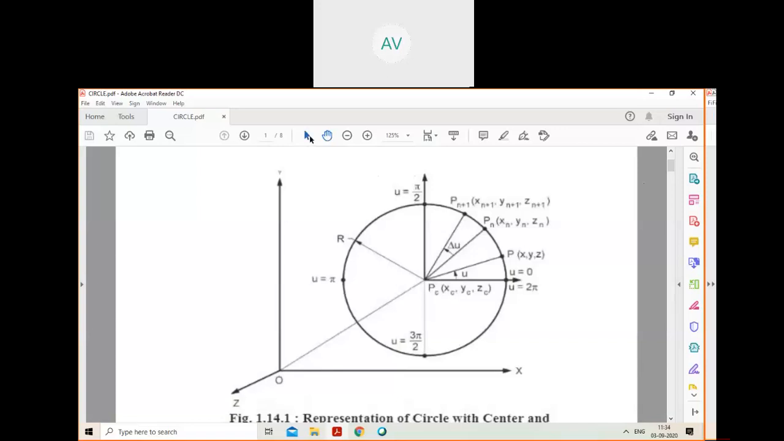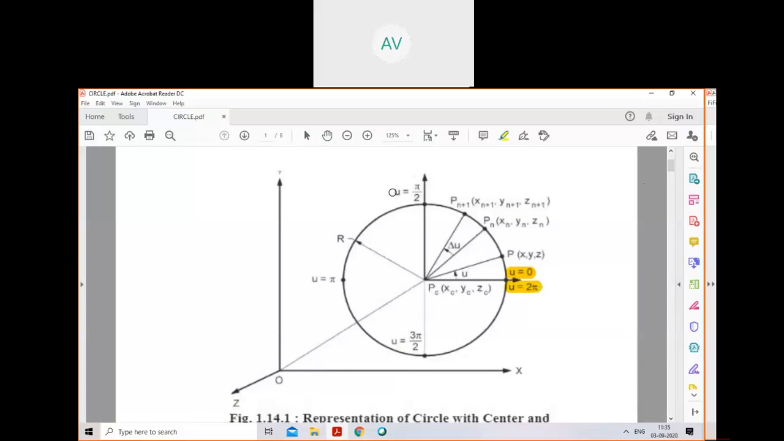Here we have drawn one circle on the x-axis and y-axis, meaning in the xy plane we draw one circle. We are considering the start point here. It is u equal to 0 parameter. In a line also we started with u equal to 0, but at the end point we took u equal to 1. But in the case of a circle, the start point will be u equal to 0 and the end point will be u equal to 2 pi, meaning 360 degrees.